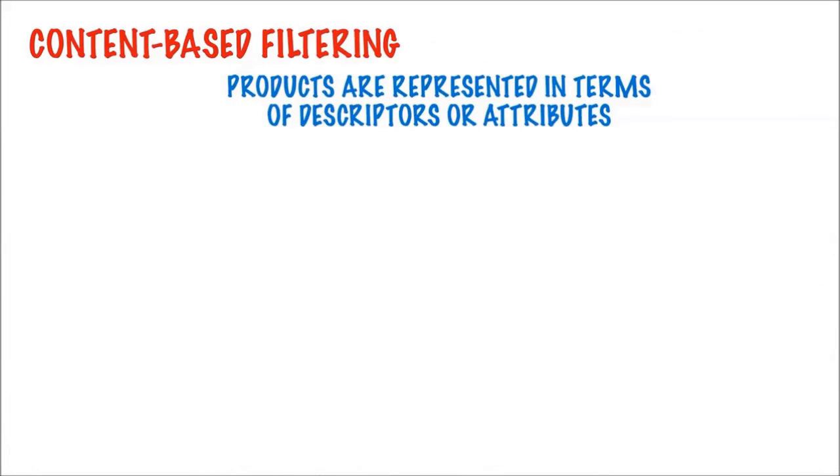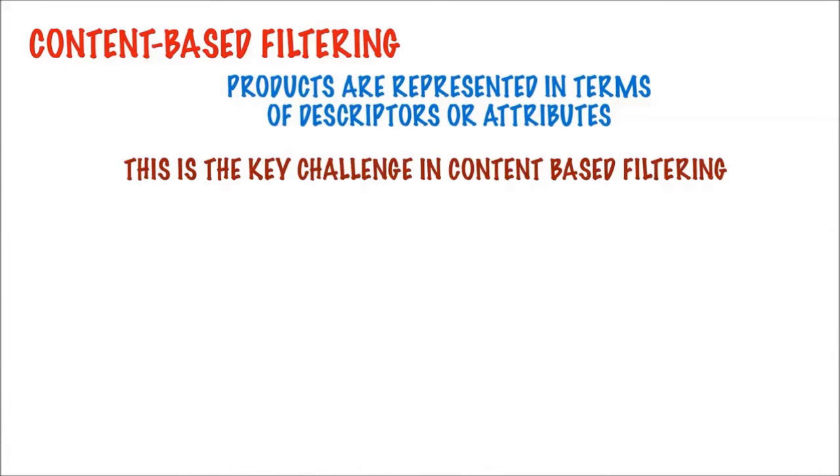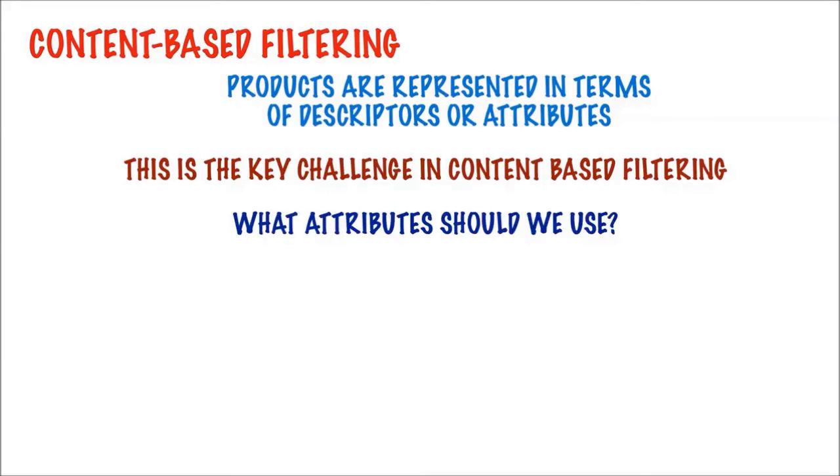Now, identifying these factors and creating these profiles, both the product and user profiles, this is the key challenge in content-based filtering. What attributes should we use? And how are these attributes actually generated? What should the values be for those attributes? Let's say you have this scale which decides whether a movie is on the comedic side or the dramatic side. How do you put one movie higher than the other on that scale?